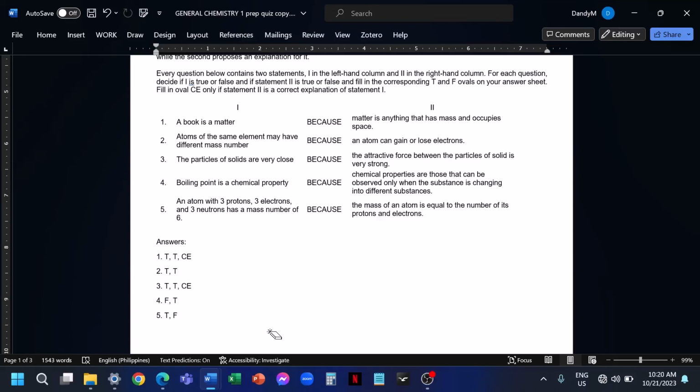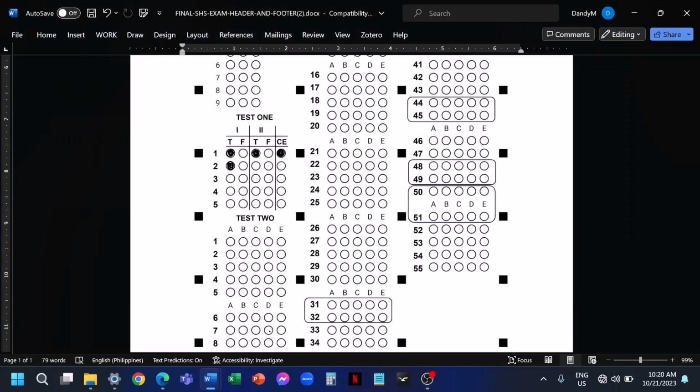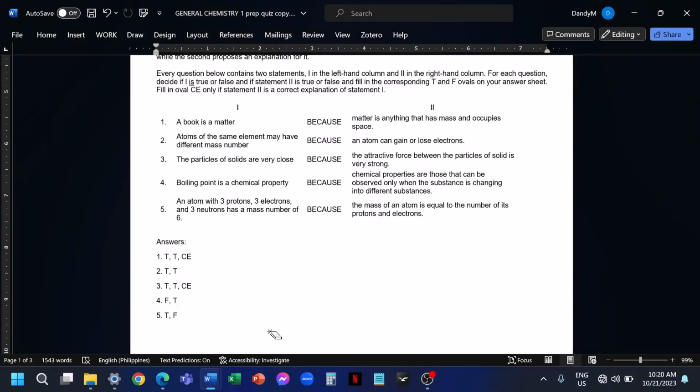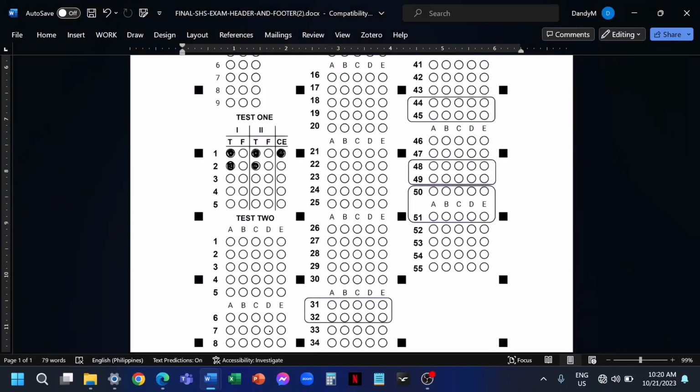Next, an atom can gain or lose electrons. This one is also true because, again, an atom can form an ion. An ion is an atom that has either gained or lost electrons. So this one is also true. But this one doesn't explain why the atoms of the same element have different mass numbers because, again, this refers to the charge of the ion and not to the mass number. So this one is not a correct explanation of statement 1. In this case, you do not shade CE.